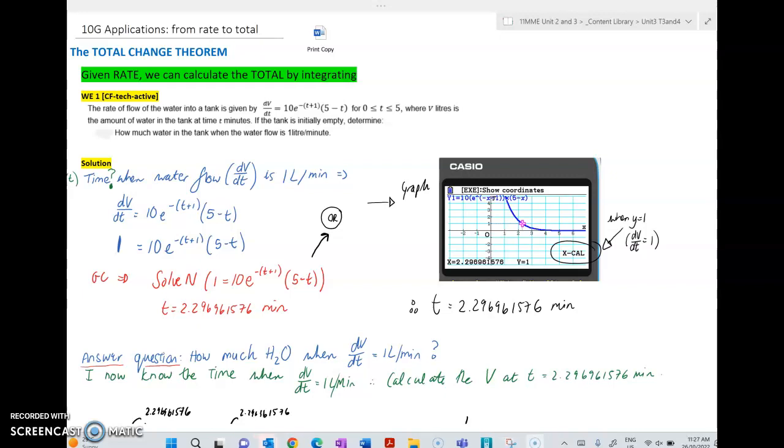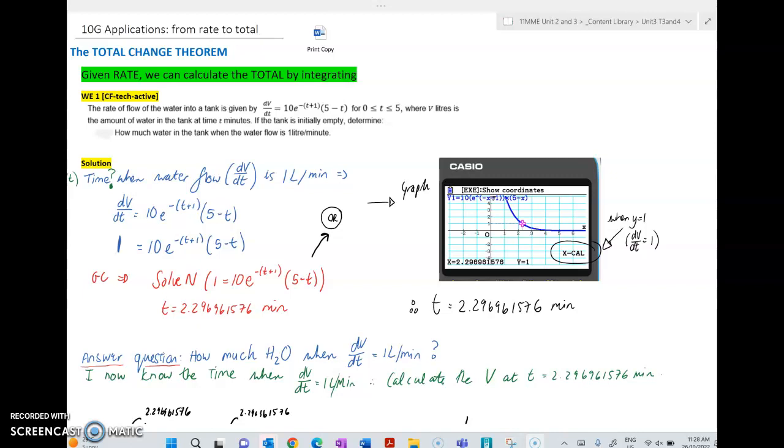Today we're looking at application type questions, and specifically where we go from a function that has been differentiated, and then they ask us questions where we have to use the original function. So this is also known as the total change theorem. They give you the rate or the differentiation function, and you calculate the total by integrating the function. All right, so let's have a look at word example 1.